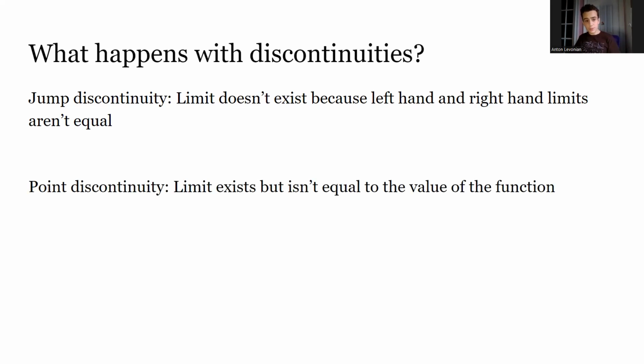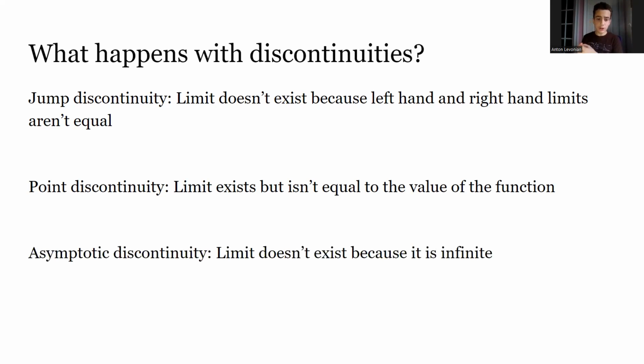Point discontinuity is a discontinuity. It's not continuous because the limit exists, but it isn't equal to the actual value of the function. In asymptotic discontinuity, the limit simply doesn't exist because it is infinite. So the function shoots off to infinity, or negative infinity, or one tail shoots up to infinity, the other to negative infinity, and in all 3 of those cases, the limit doesn't exist.